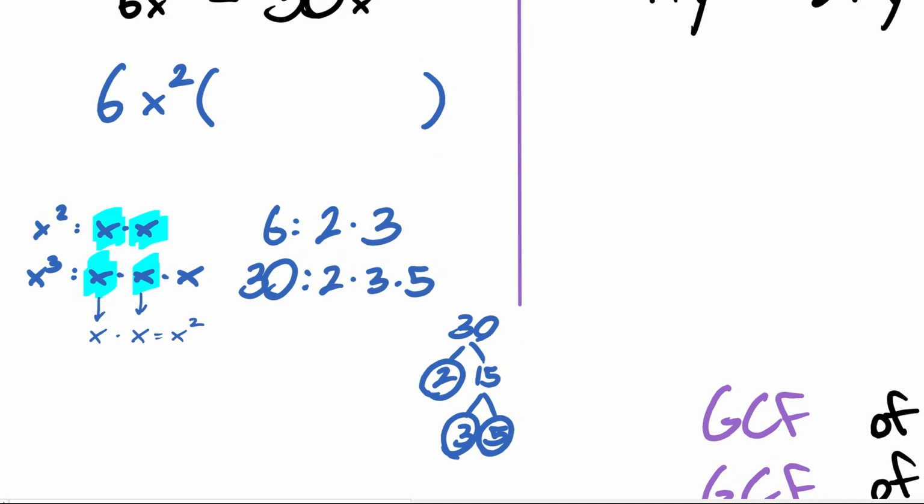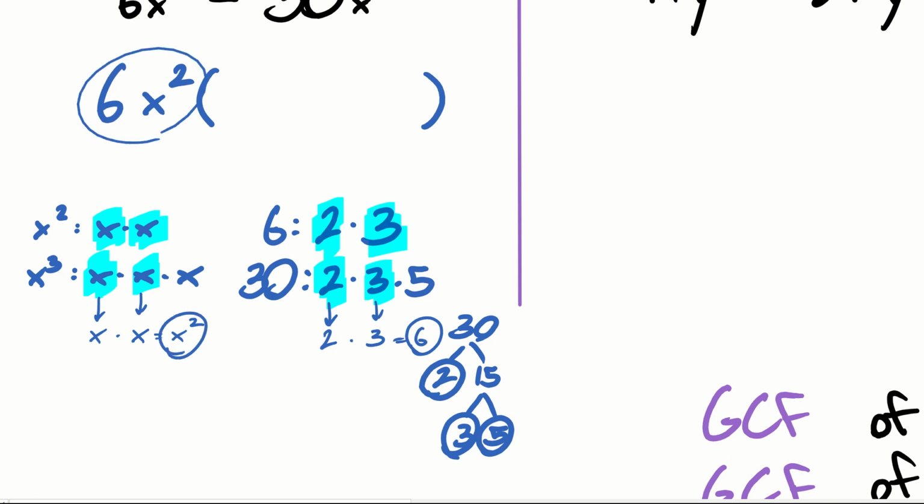Once again, we have to find a pair of 2's, a pair of 3's. So between the pair of 2's, we call it a 2. Between the pair of 3's, we call it a 3. Multiply, and the greatest common factor is 6. And the greatest common factor between x squared and x cubed is x squared. So 6x squared was our GCF.